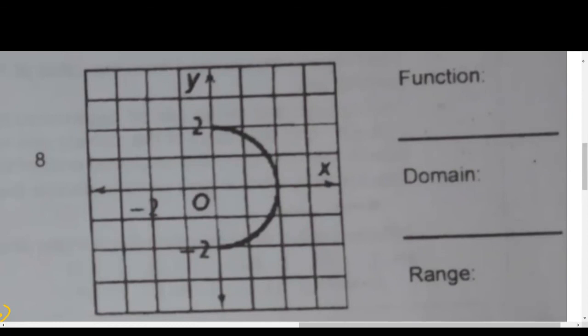Number 8. Okay, what can you say about the graph? Is it a graph of a function or not? Okay, by the vertical line test, draw tayo ng vertical line dito. Okay, you see it? Yan, 2 points yung tinamaan nitong isang vertical line na ito. So obviously, this one is not a graph of a function. Okay, so our answer here is no.